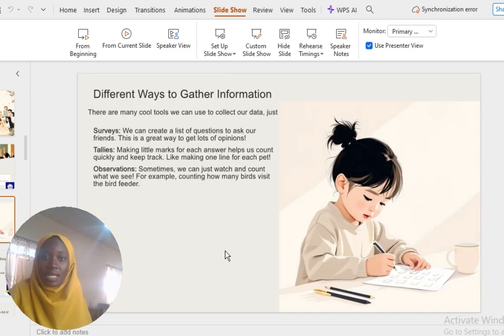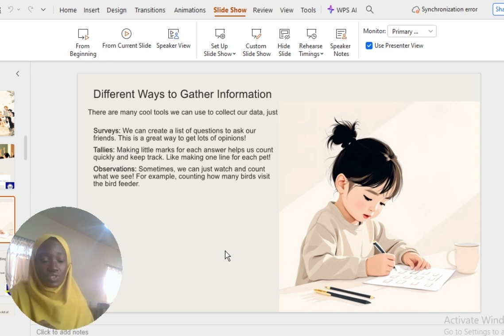We can create a list of questions to ask our friends. This is a great way to get lots of opinions. We have tallies. We have done tallies using lines, right?